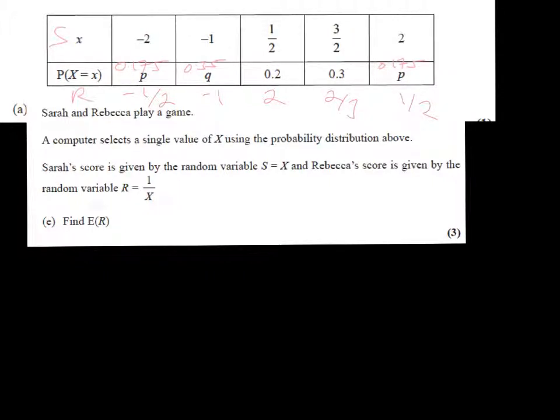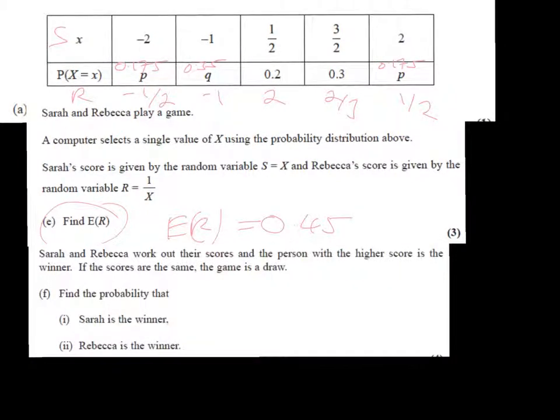We're asked to find the expected value of R, so all we're going to do here is exactly what we did in the previous example. We're going to take the probability that this outcome occurs and multiply it by the outcome itself. So we're going to do 0.175 multiplied by a half and add 0.35 multiplied by negative 1, 0.2 times 2, 0.3 times 2/3, and 0.175 times a half. And if we do all that, adding those together, we end up with an expected value for R of 0.45.